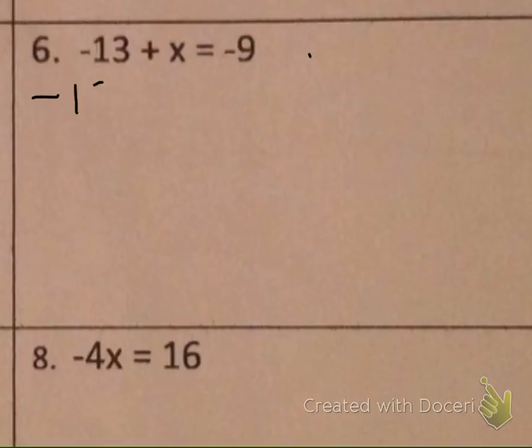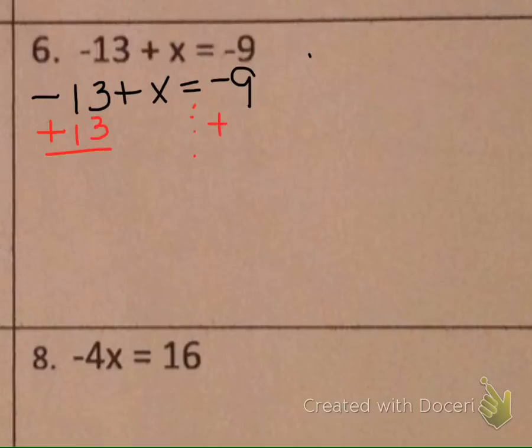Number 6, we have negative 13 plus x equals negative 9. In order to solve the problem, we need to get x all by itself. In order to get x by itself, I need to get rid of this negative 13 or minus 13. The opposite of a minus or a negative would be a positive or an add 13. Whatever I do to one side of the equation, you have to do to the other.